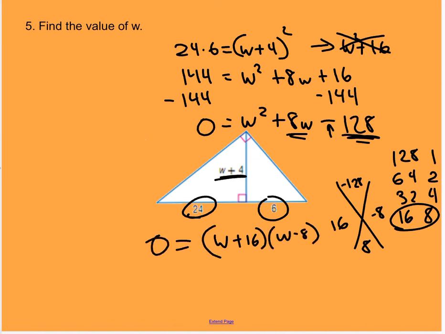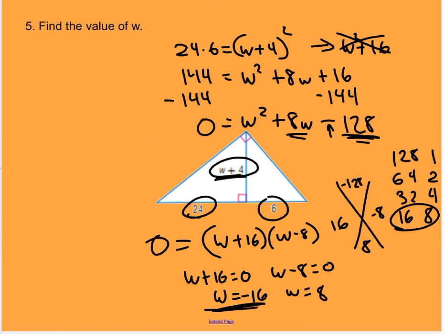Still equals 0. So remember, set each part equal to 0. So w either has to equal negative 16 or w has to equal 8. Well, if I go negative 16 plus 4, that's negative 12. I can't have a negative distance. That doesn't work. So it's just going to be the positive one. So w is going to be 8. That's going to be the winner.